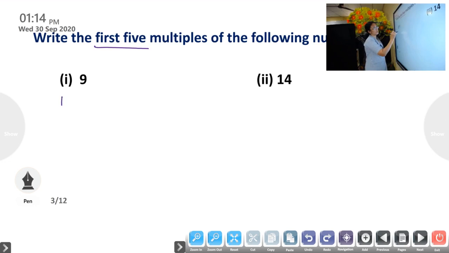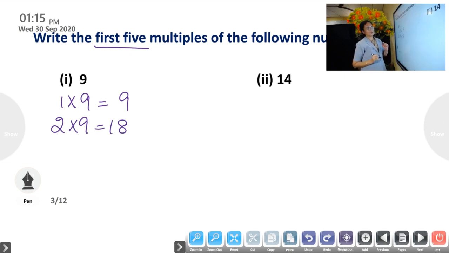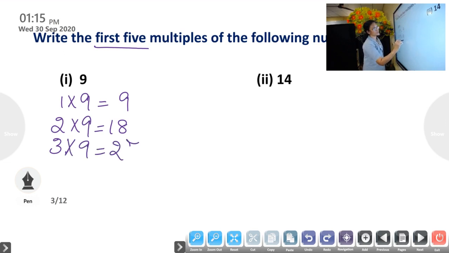So multiply 9 by 1. 1 into 9, that is 9. Then to get the second multiple, multiply 9 by 2. So 2 into 9, that is 18. Now to get the third multiple of 9, you have to multiply by 3. 3 into 9. 2 into 9, that is 18. Then 3 into 9, that is 27.